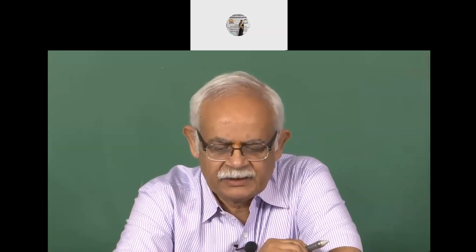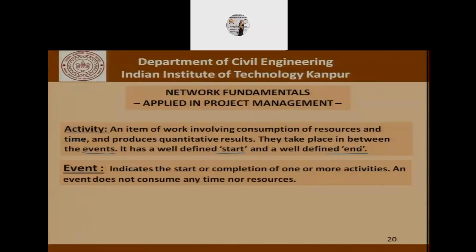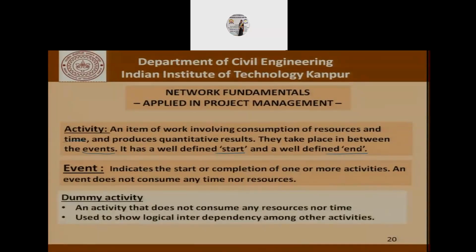Coming to the event, it indicates the start or completion of one or more activities. An event does not consume any time or resource. Of course, there are some dummy activities, which we will see when we look at the logical compulsions in drawing up networks and representing the interdependencies. We'll find that we need what is called a dummy activity, and these activities do not consume any resource or time and are used only to complete the logical interdependency among the different activities.